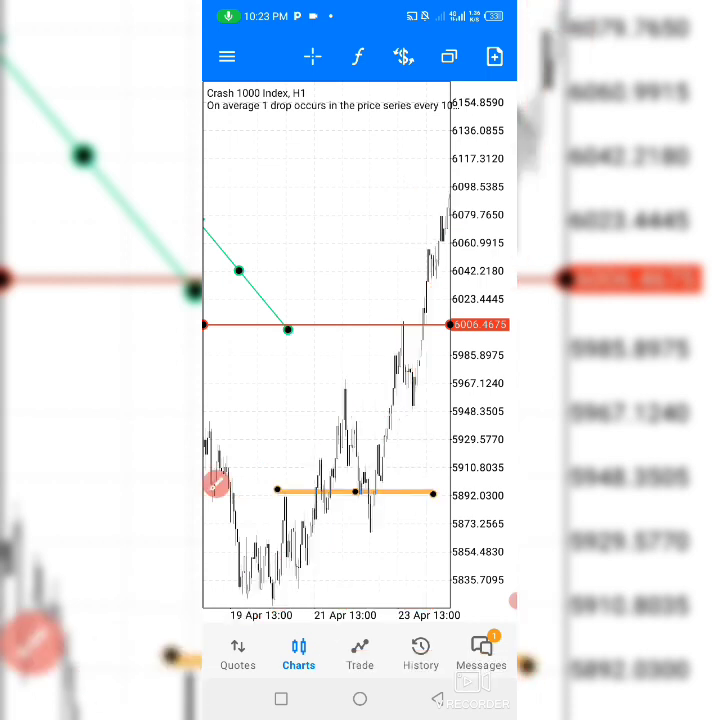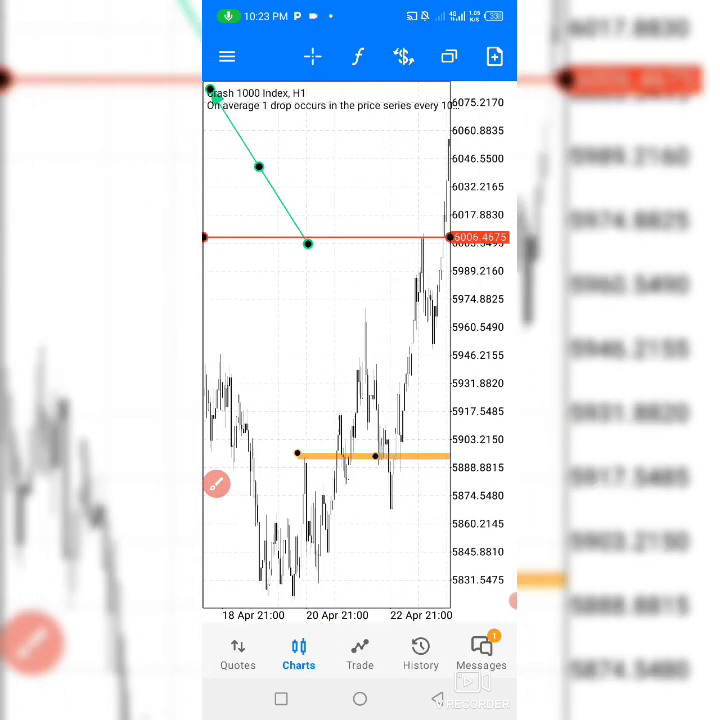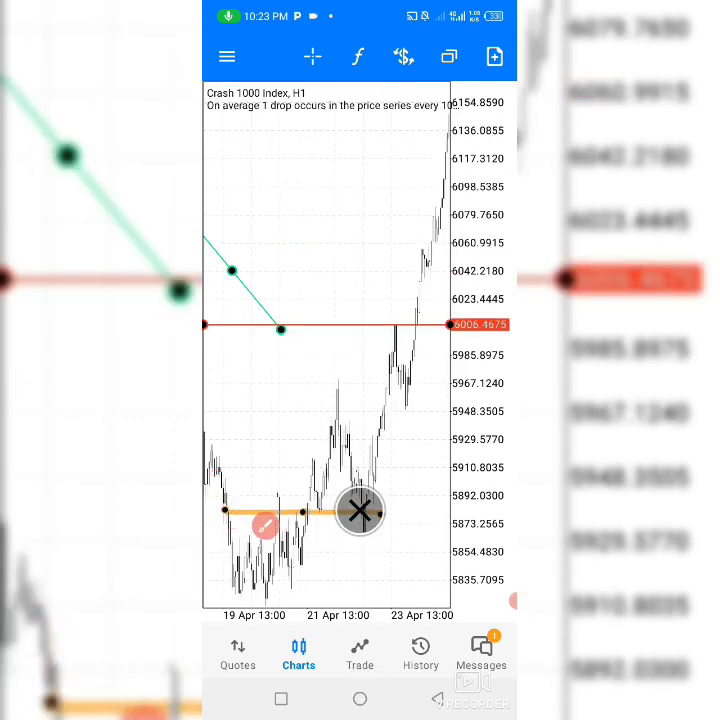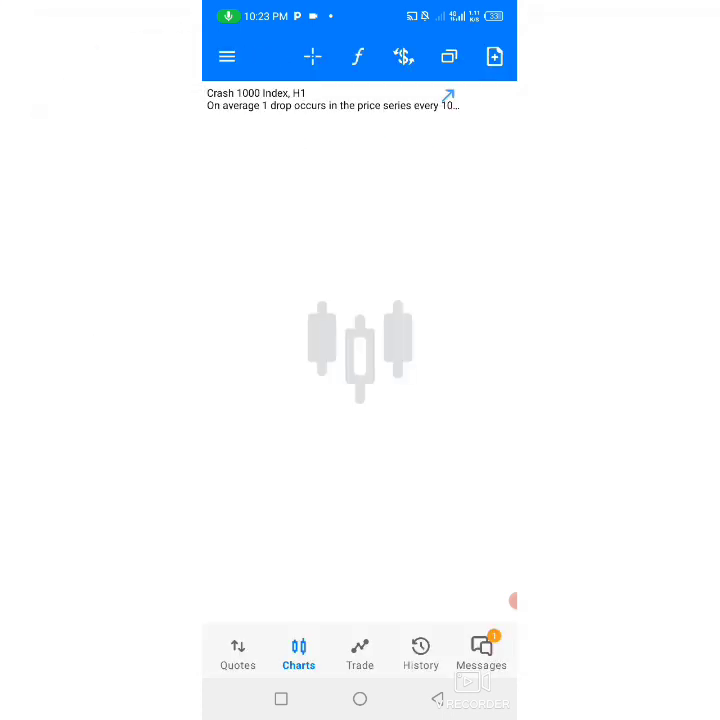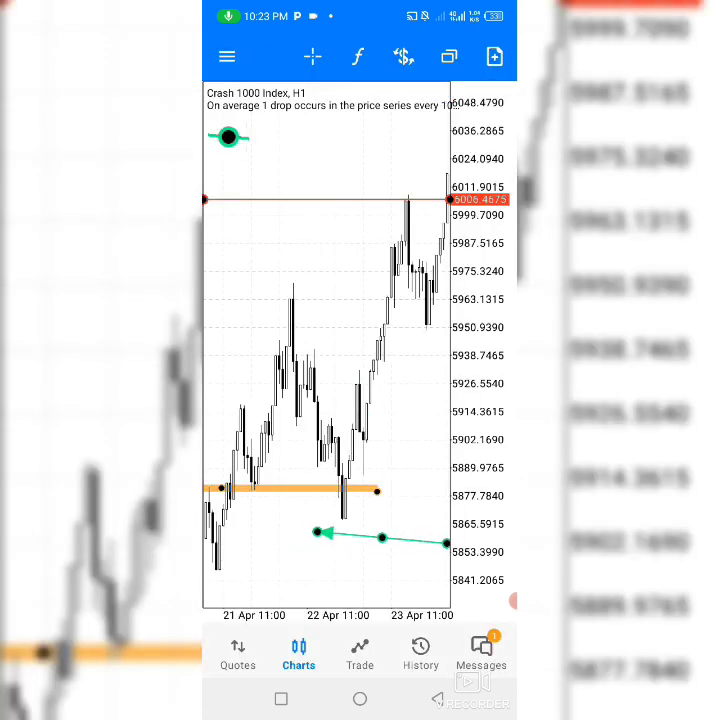How do we draw our mirror? That's the most important thing. How do we draw our mirror? Identify the highs and the lows first. A high is a high, a low is the lowest point ever in a vicinity that creates a significant length.